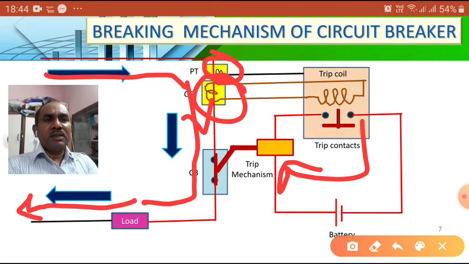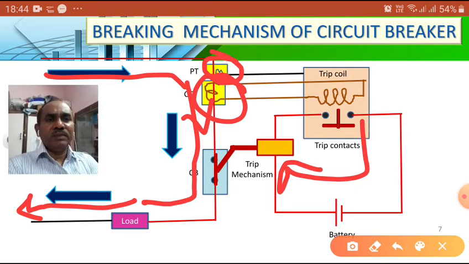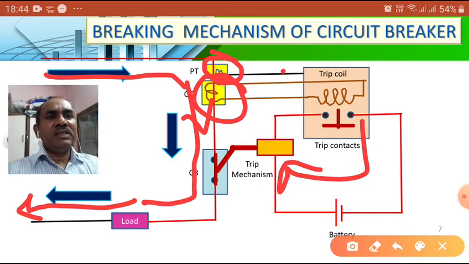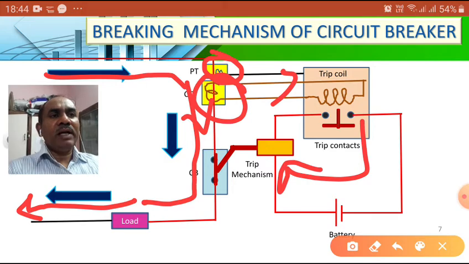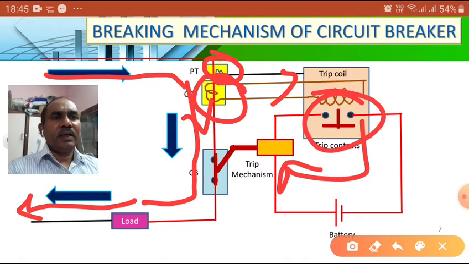So during this process, it will analyze the system characteristics. Now in this case, we assume there is no fault current and no overload. Whatever current comes into the system is a normal current within the predetermined value. Then the CT secondary current flowing through the trip coil is unable to close these trip contacts, so the mechanism will not operate.